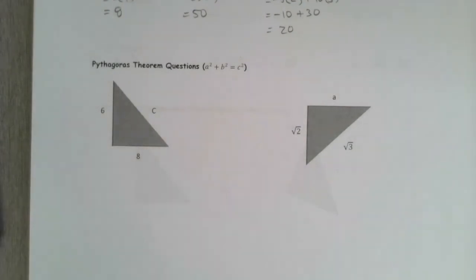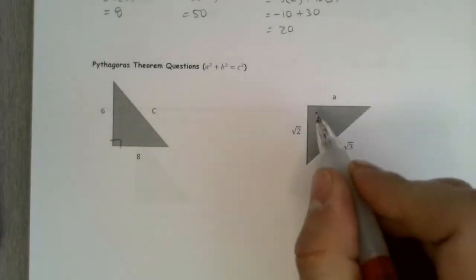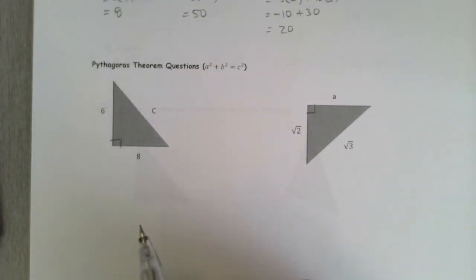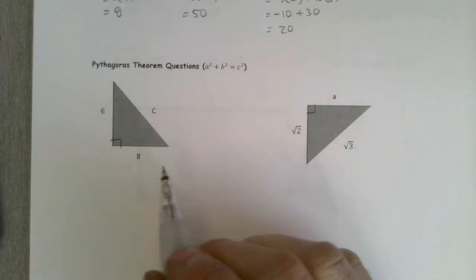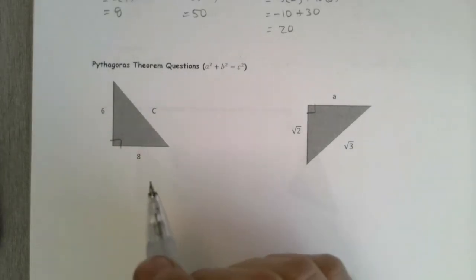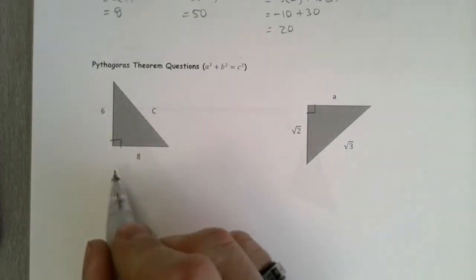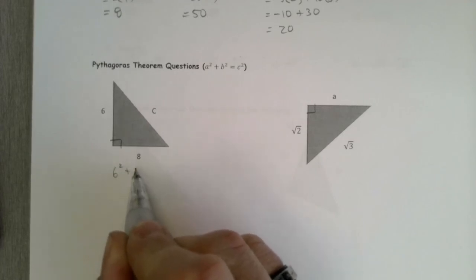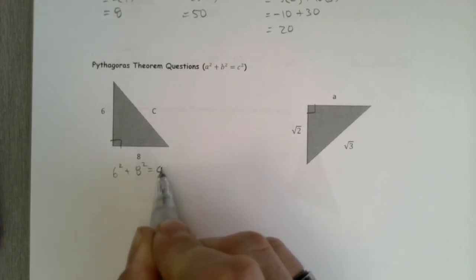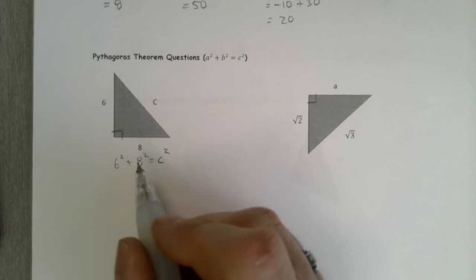Now, here is a question or two using the Pythagorean theorem. I should draw in the right angles here. So we're just going to solve for the variable in both questions. In this case, c is the hypotenuse, and so I'm looking for c. That's the one unknown. So it's going to be 6 squared plus 8 squared is equal to c squared.